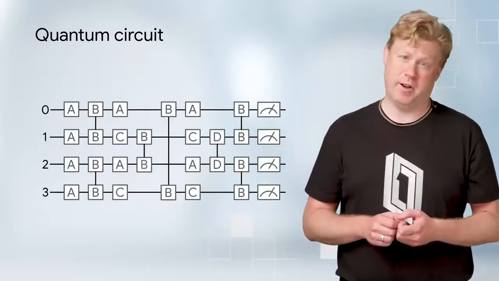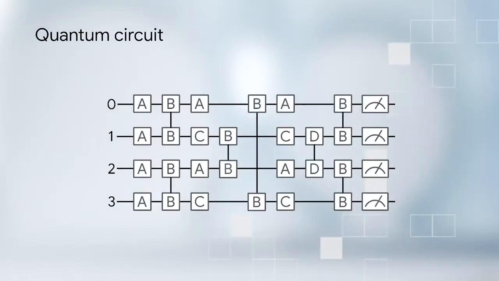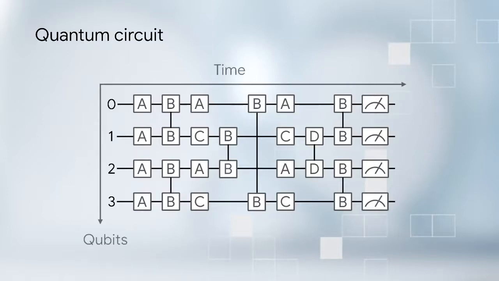Here's an example of a quantum circuit. You read this diagram like a sheet of music from left to right. Each of the qubits in a quantum computer corresponds to a single horizontal wire in the quantum circuit. Here we see that this quantum circuit operates on 4 qubits.